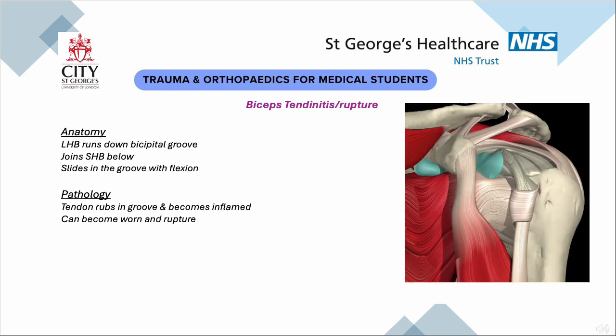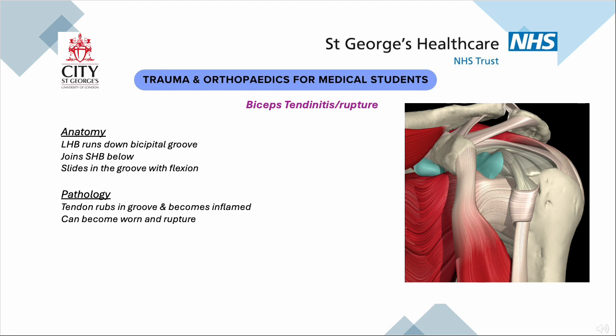Next, we move on to problems related to the biceps tendon. So anatomically, the long head of biceps runs from the top of the glenoid down through the bicipital groove at the front of the shoulder to join with the short head of biceps, which comes from the coracoid. The long head of biceps slides up and down in this groove as you flex the shoulder. It doesn't move with elbow flexion.